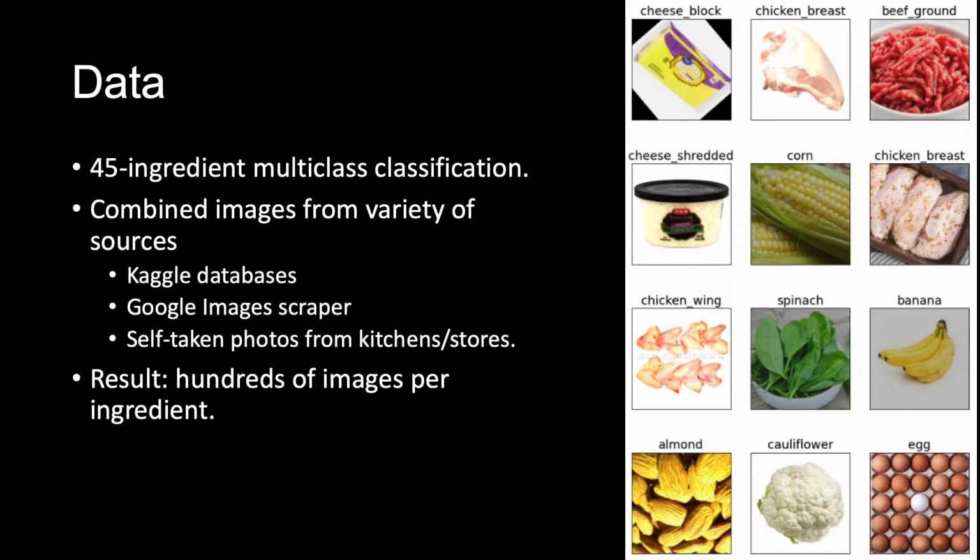For each ingredient, we found multiple images from online databases, Google Images, and photos taken by us or our friends. This allowed us to easily compile hundreds of images per ingredient and expand whenever we needed to.